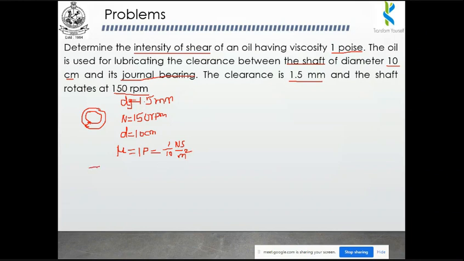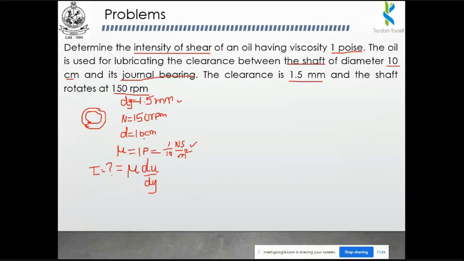In this problem, we have to find the shear stress. We have to find the intensity of shear. So what is the basic formula for shear stress? The basic one is mu into du divided by dy. The value of mu is available and the value of dy is also available, but it is in millimeter. So you have to convert this millimeter into meter, which means you can multiply with 10 to the power minus 3. So you will get it in meter.